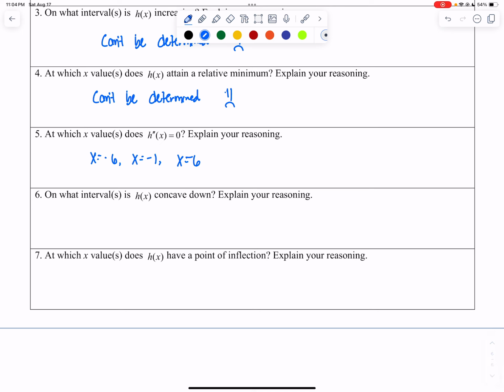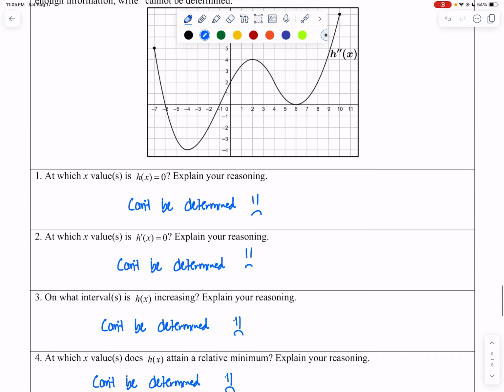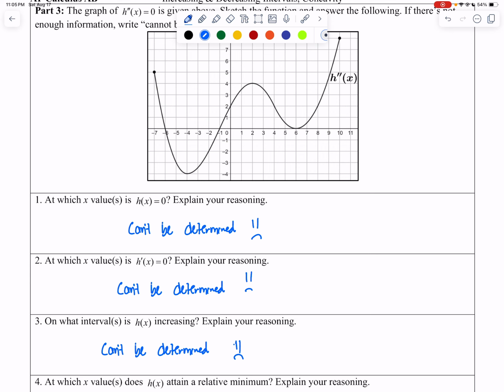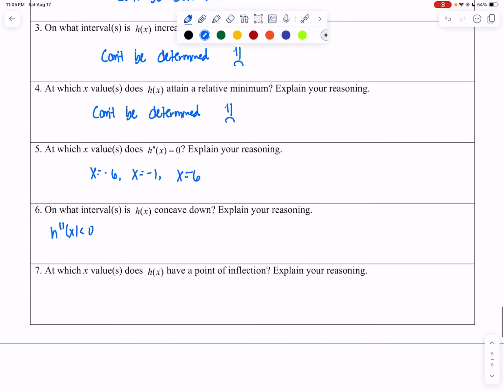Number 6 says, on what intervals is h of x concave down? Well, guess what? This is whenever my second derivative is less than 0, which we definitely have. So it is less than 0 between -6 and -1, and that's it.